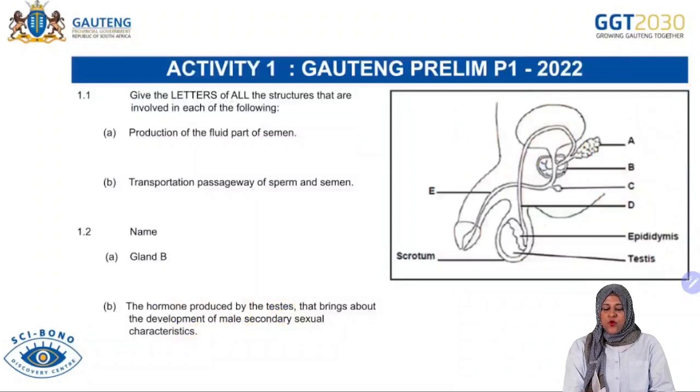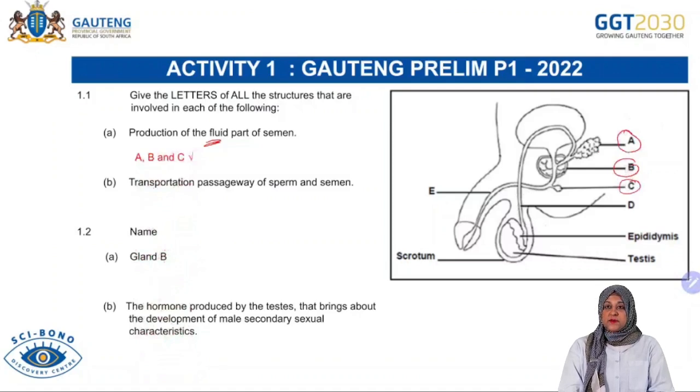So it says, give the letters of all the structures that are involved in the following: the production of the fluid part of semen. So remember, semen is made up of sperm and fluid. Now we are asking for the fluid part of the semen. That means we're not counting sperm. So it should be the glands that are producing the fluid that will be part of your answer. So that will be your A, your seminal vesicle there, your prostate gland, and your Cowper's gland. That's A, B, and C.